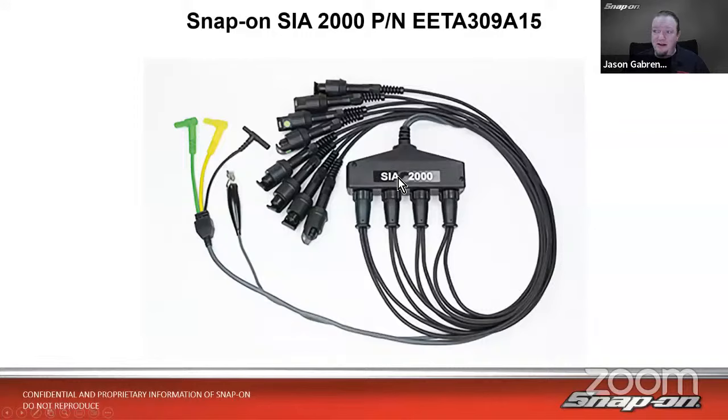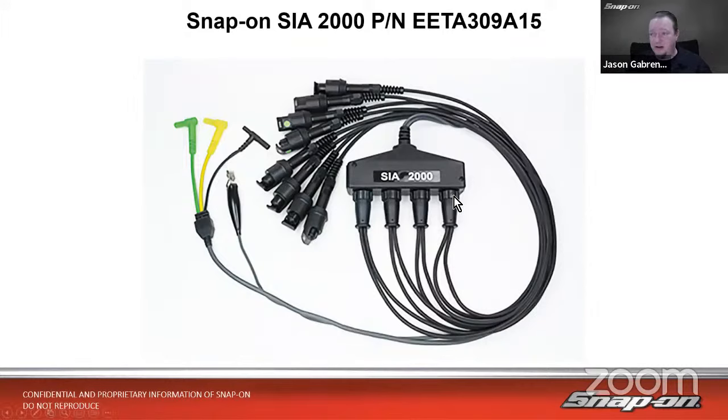This is a Sun Ignition Analyzer, which is what SIA stands for. The SIA 2000 was originally designed to work with waste spark vehicles around the late 80s, early 90s. GM was real big on that, and Subaru used it up until the mid 2000s. A lot of other manufacturers use waste spark as well.